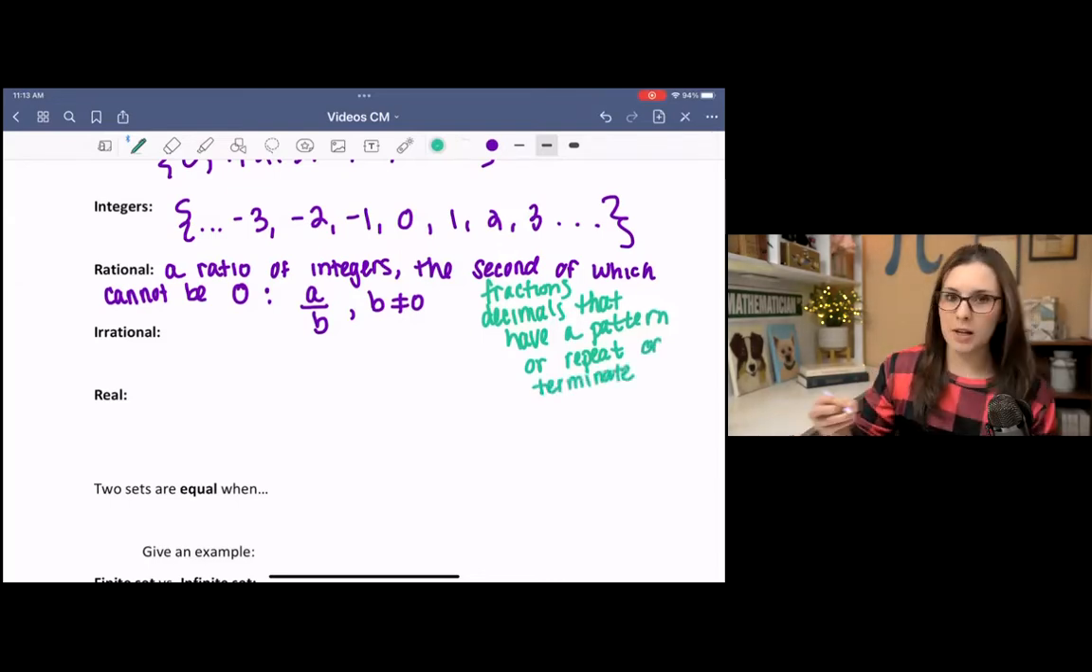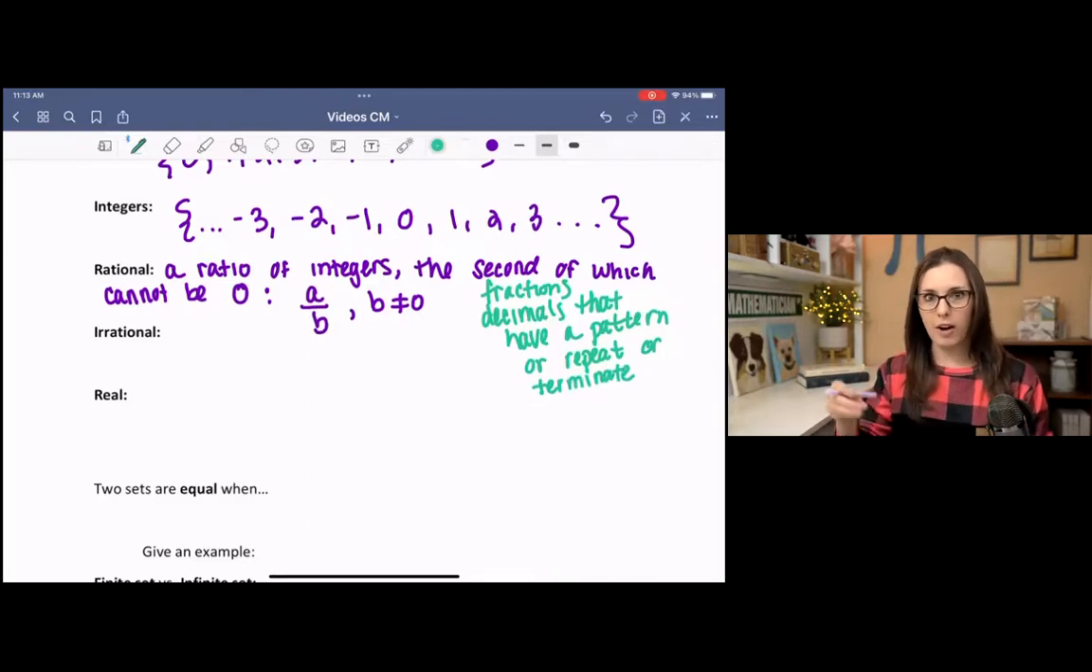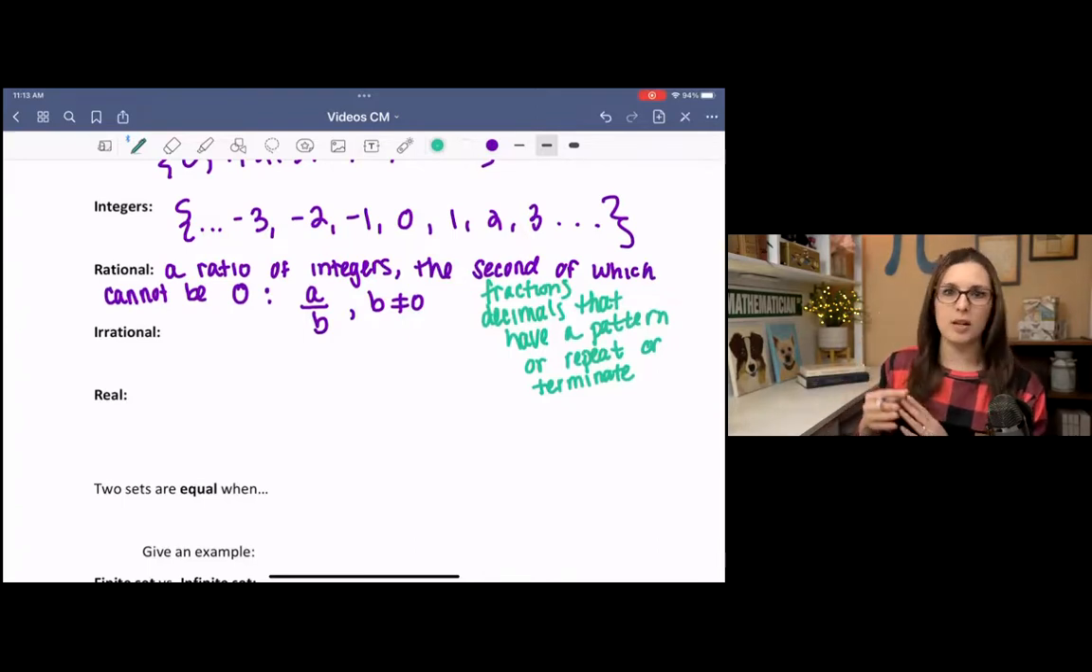So terminating means it stops. So 0.5, that's it, or 0.1875, and that's it. Those types of decimals can be written as a fraction, which is a rational number.